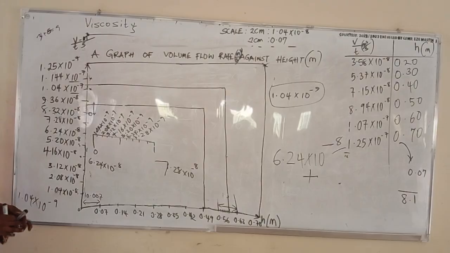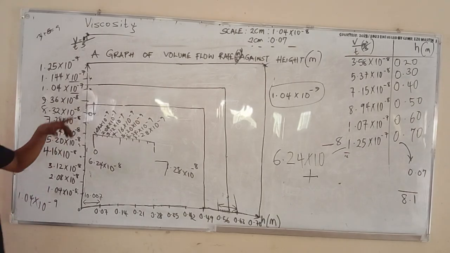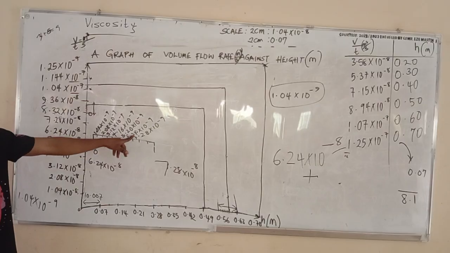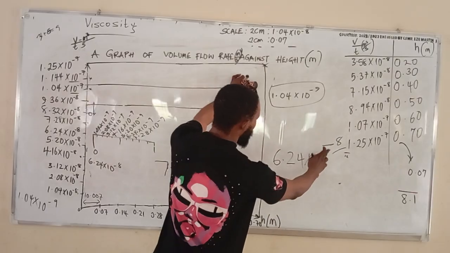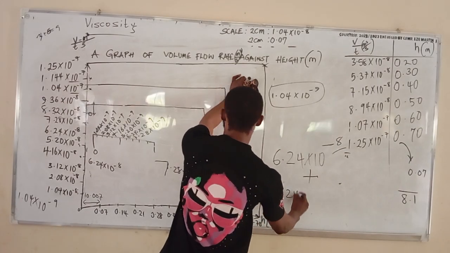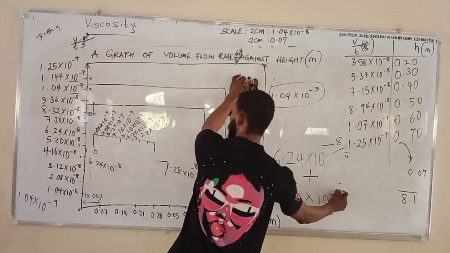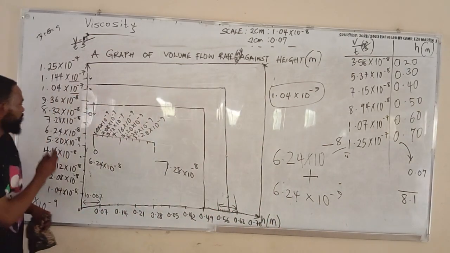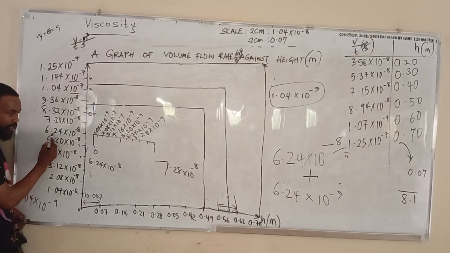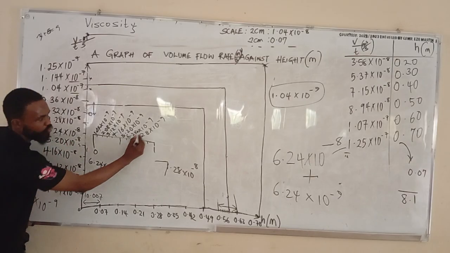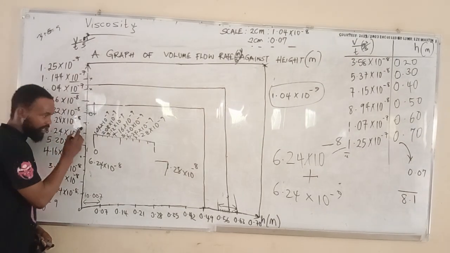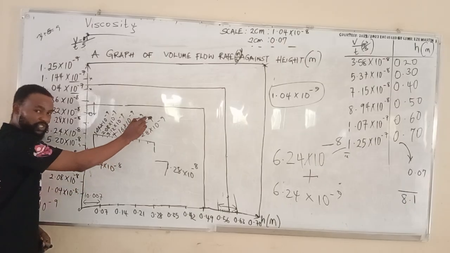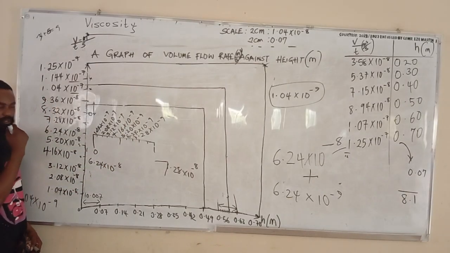Okay, now do for me 6.24 times 10 raised to the power minus 9 plus 6.24 times 10 raised to the power minus 8. See what I'm saying? This 6.24 that is here, and add this one to it. Let me see what you have. This 6.24 times 10 raised to the power minus 8 here, add 6.24 times 10 raised to the power minus 9 to it. Let me see what you have. 6.84 times 10 raised to the power minus 8.